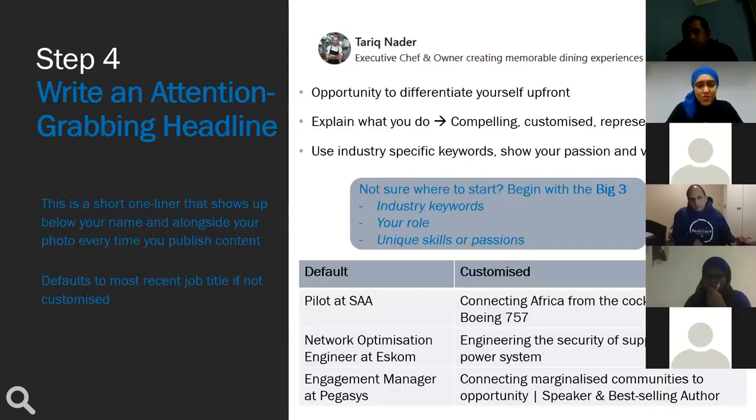So that is step 4, writing an attention-grabbing headline. So I want you to go, not now after this, but in the days that follow, and work on something that you think might be your attention-grabbing headline.